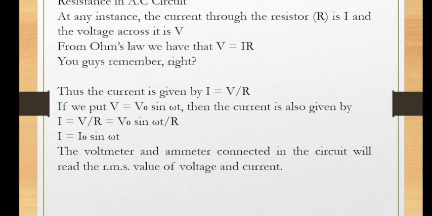Let's go to our board to quickly write something. We've agreed that V is equal to IR, so I is equal to V over R. And we've already agreed that V is equal to V naught sine omega t, where omega t is the phase angle. So you can also write this as V naught sine omega t over R. So I is equal to V over R, and it can also be equal to V naught sine omega t over R, where V naught is the peak voltage and R is the resistance.